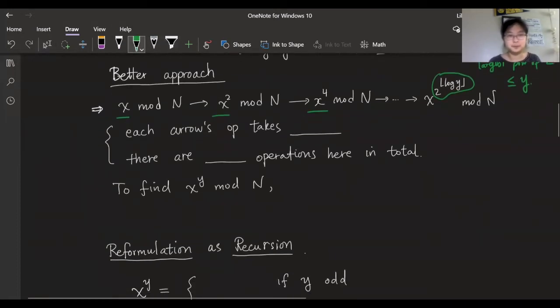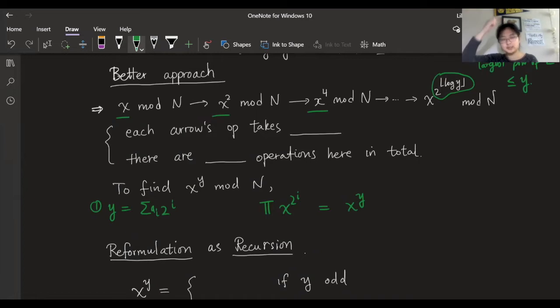But here's the thing, right? Remember, if I can make y, essentially I want to make y as some sum of these 2 to the i's, right? What does this mean? Essentially, we're trying to multiply together a bunch of x to the 2 to the i's so that we could get x to the y. Remember how when we're multiplying, the exponents add. So essentially all we want is some number of 2 to the i's that adds up to y.